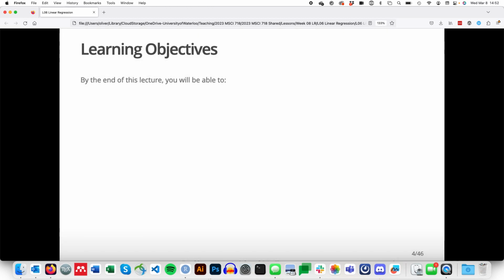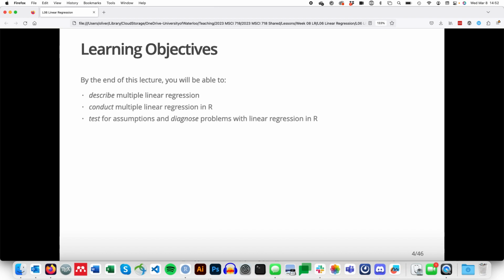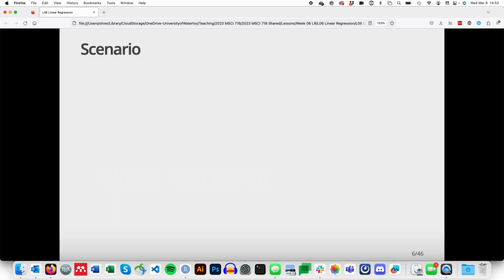So by the end of this lecture, you'll be able to describe multiple linear regression, conduct multiple linear regression in R, test for assumptions and diagnose problems with linear regression in R, and interpret a multiple linear regression model and write a conclusion. Same things that we always do. So let's talk about linear regression.